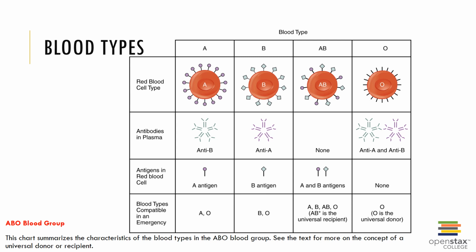The AB blood type is when a person possesses both the A and B antigens on the red blood cell surface. They will possess neither the anti-A nor anti-B antibodies in their plasma. The O blood type is when a person possesses neither the A or B antigen on the red blood cell surface, and they will possess both the anti-A and anti-B antibodies in their plasma.